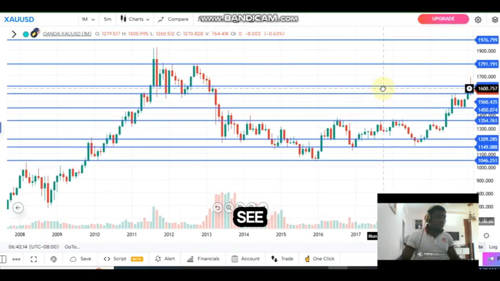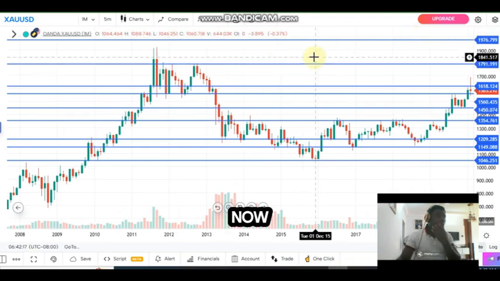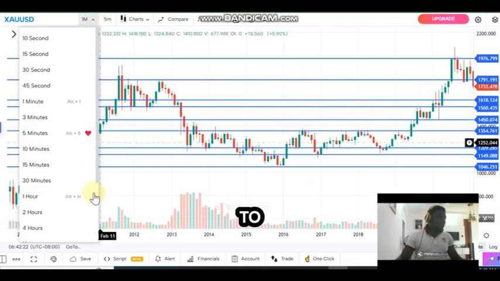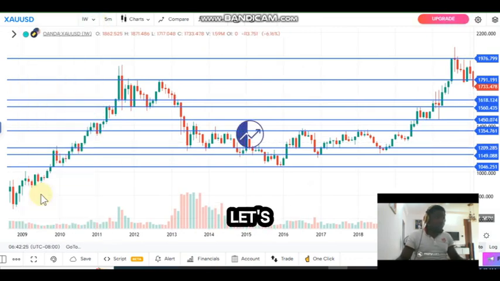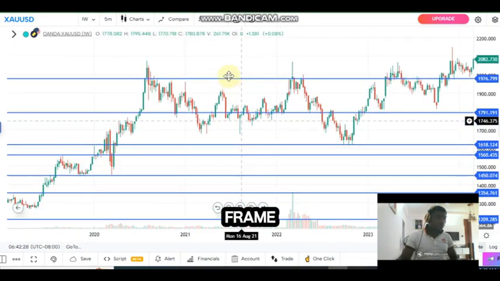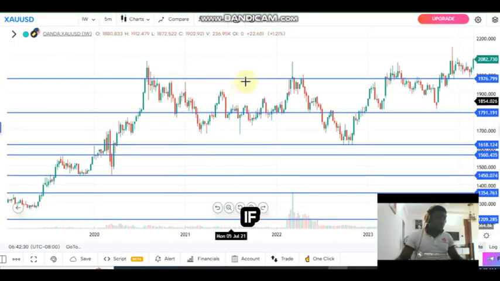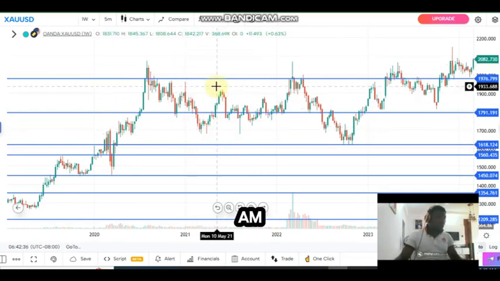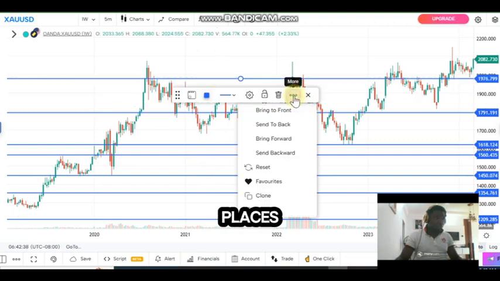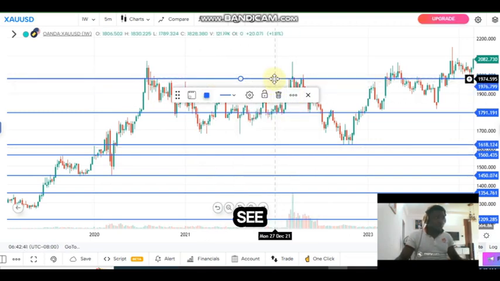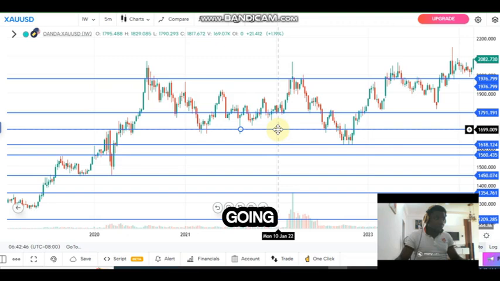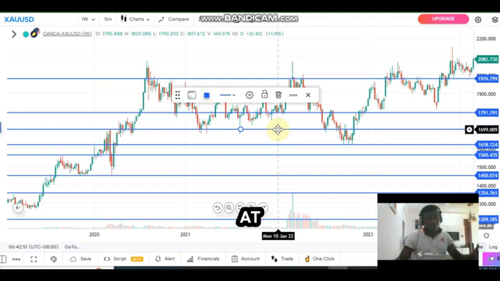Assuming this is what we're able to do, let's go to the next time frame. The next time frame will be weekly. Let's see if we can still plot some other things on the weekly. I'll zoom out a bit. What am I seeing now? I can see other places that I was unable to see in the monthly time frame. As you keep going to lower time frames, you will still see more. But like I said, just stop at 4 hours. 4 hours is okay, 1 hour is okay.